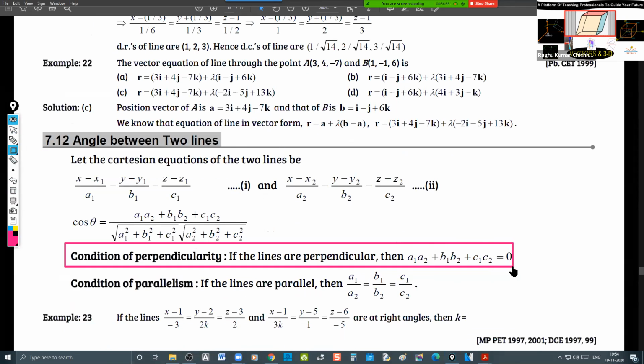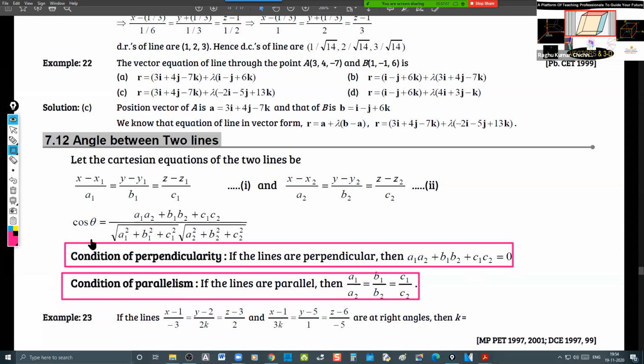Most important, please. A1 A2 plus B1 B2 plus C1 C2 is equal to 0. If they are parallel, they are proportional: A1 by A2 is equal to B1 by B2 is equal to C1 by C2.